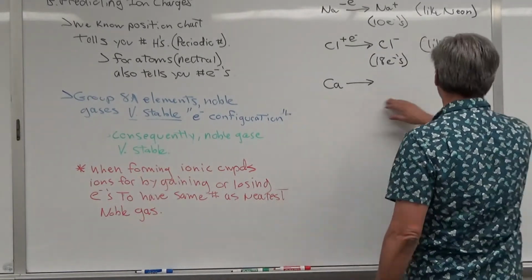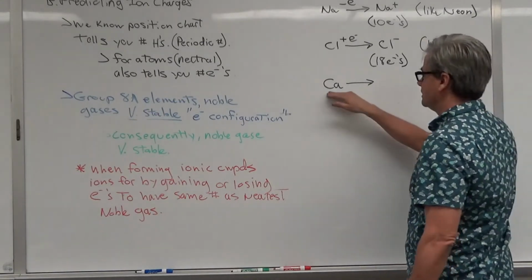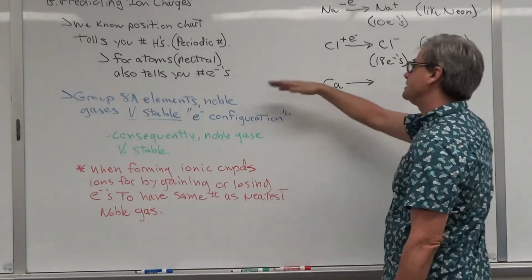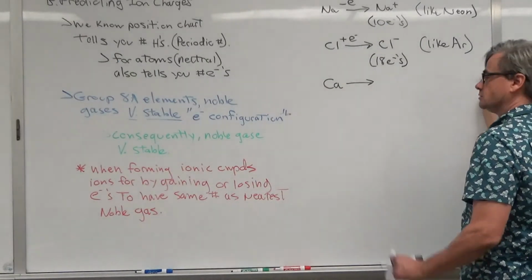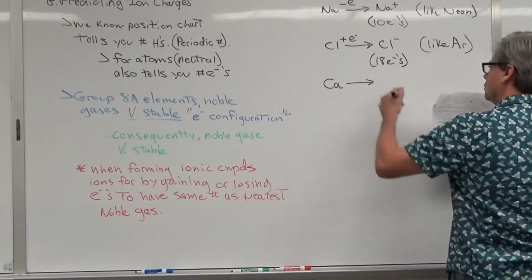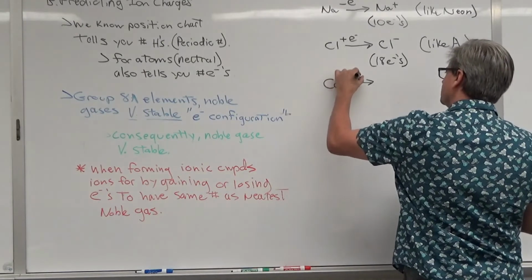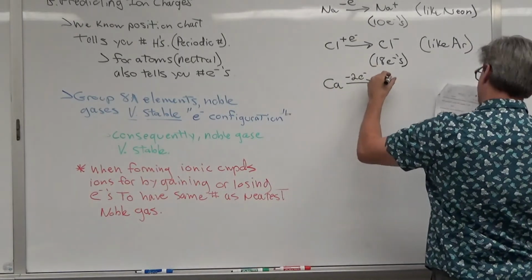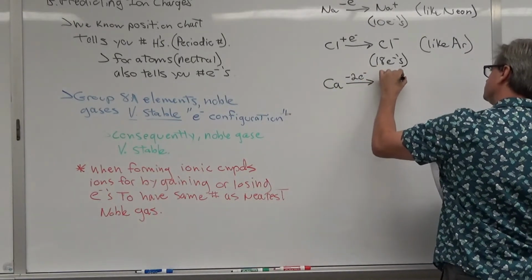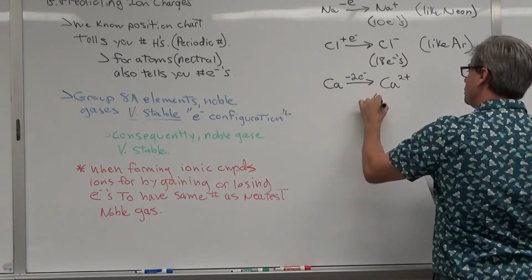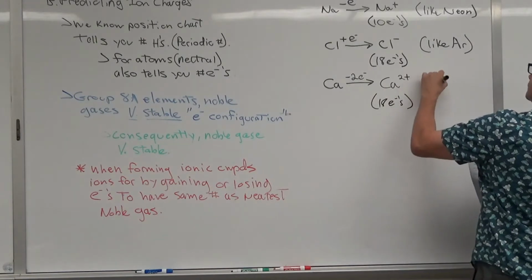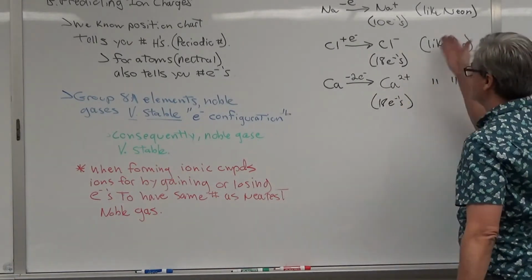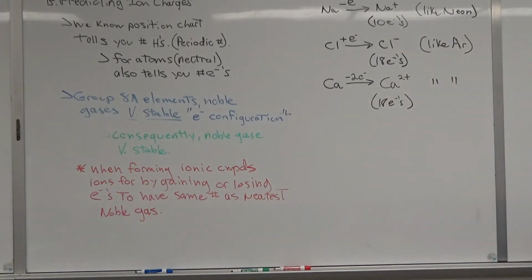So rather than gain all those electrons, it's simpler for the metals to lose an electron and be like the nearest noble gas. So calcium loses 2 electrons to become calcium 2 plus. So it also has 18 electrons, like argon. So it has the same configuration of electrons as does Cl minus.